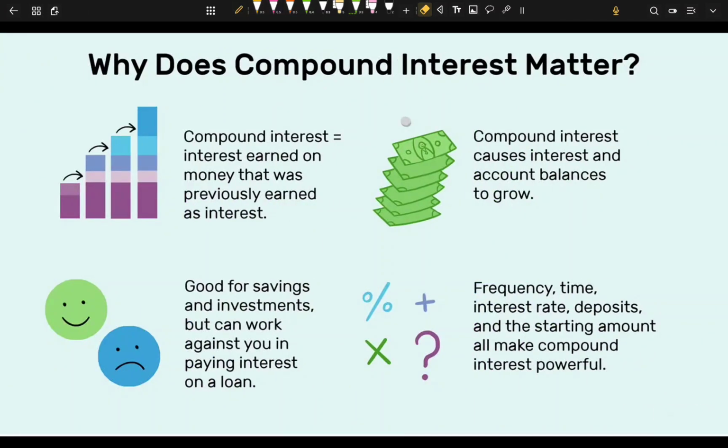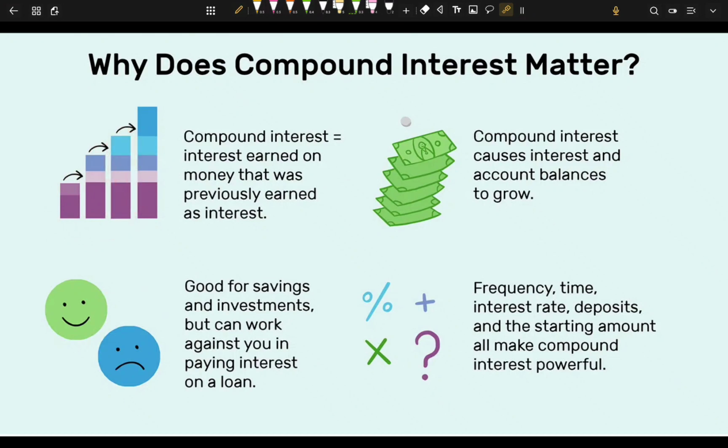So why does compound interest matter? Ayun, initially kasi kailangan magkaroon tayo ng idea kung paano nga ba nagwo-work out ang isang compound interest. Sabi dito, compound interest earned on money that was previously earned as interest. Ayun nga, katulad nga ng sabi ko kanina, yung tinubo ng pera mong principal ay tutubo pa lalo, and yun po ulit yung magiging parang principal mo na and will be get yung ating interest.